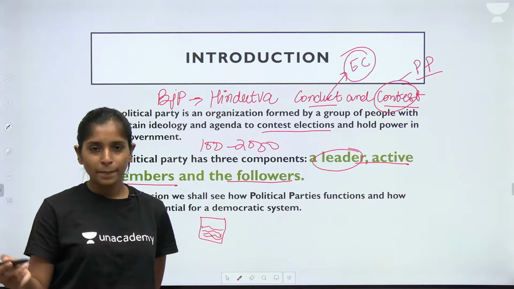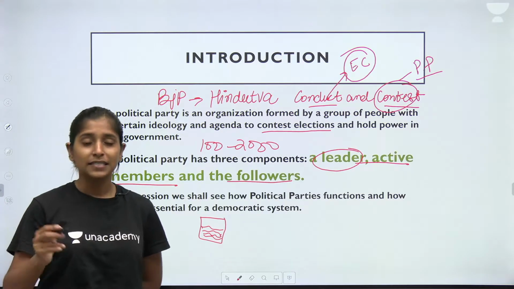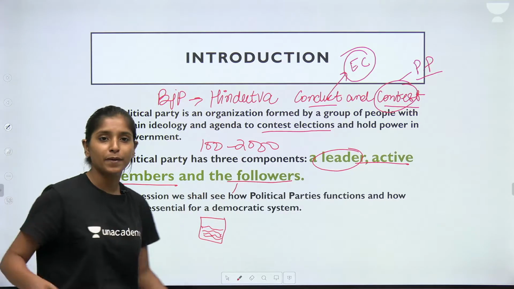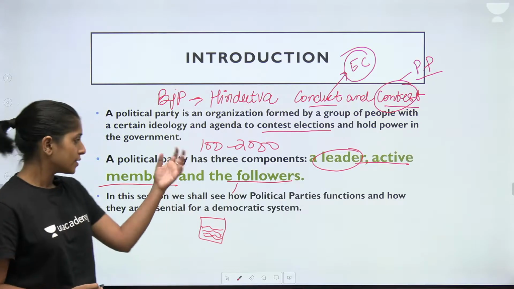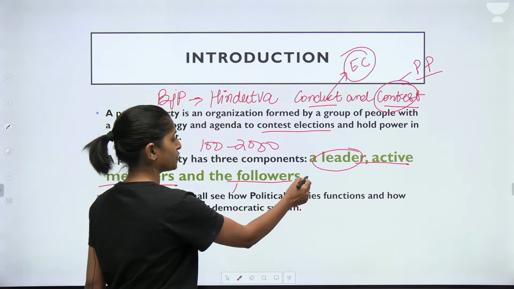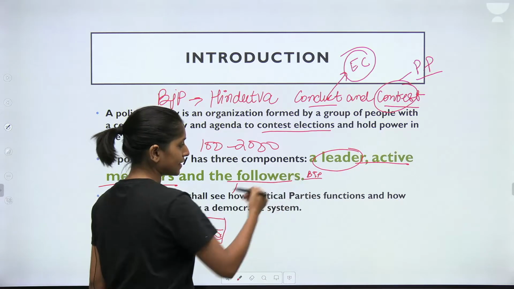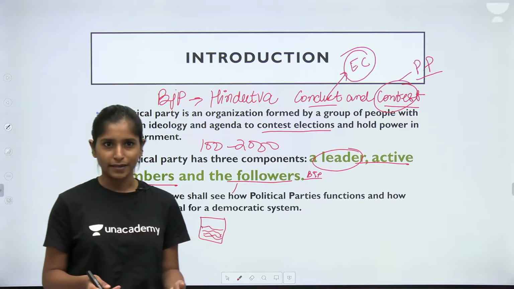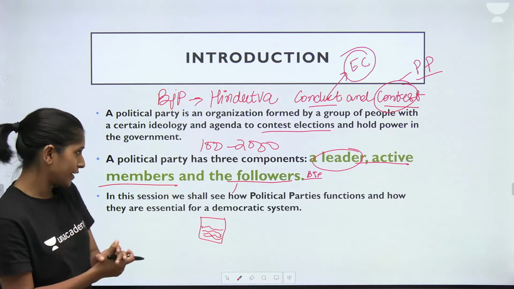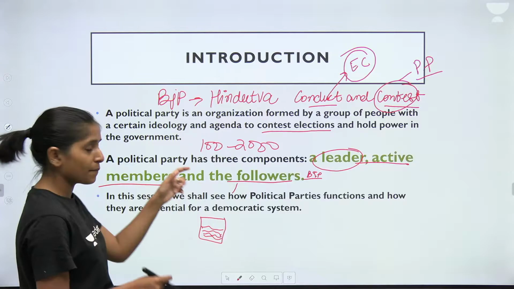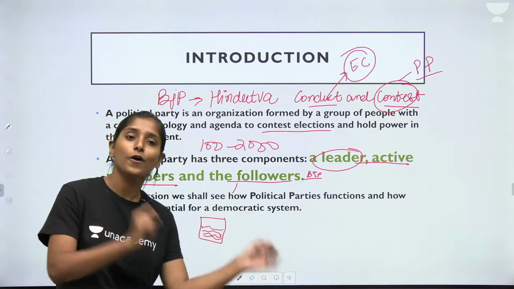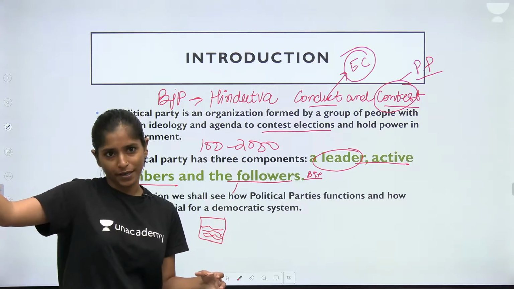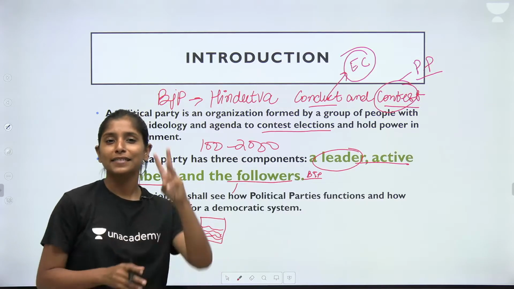There will be a leader who will be holding the power. There will be active members who will be helping the leaders and everyone. And there will be the followers, people like us who are indirectly involved. If I give you an example of BJP, right now they are in the center. Narendra Modi is the Prime Minister of the country and also one of the leaders of the political party, right? One of the leaders, not the sole leader. Active members are the people who are working with him from the party. And the followers are people like us, you and me, who follow BJP. So this is how we can say that a political party has 3 components.